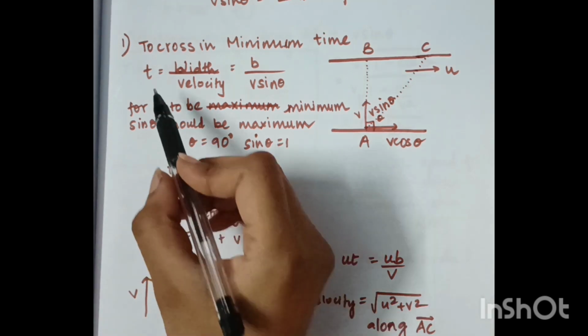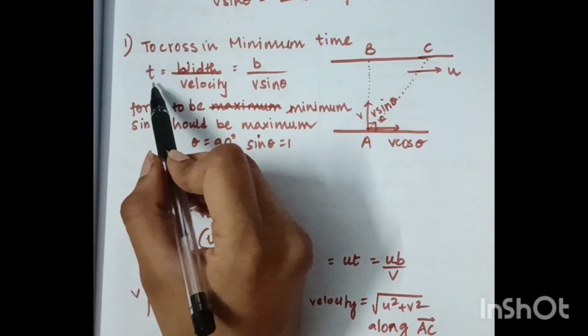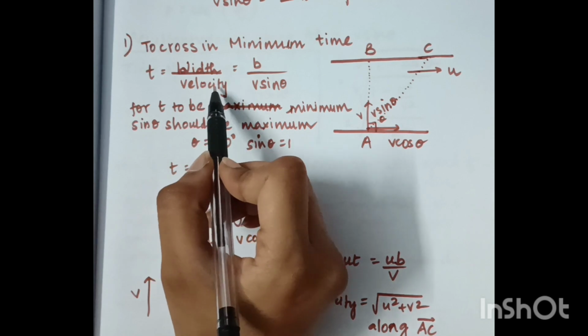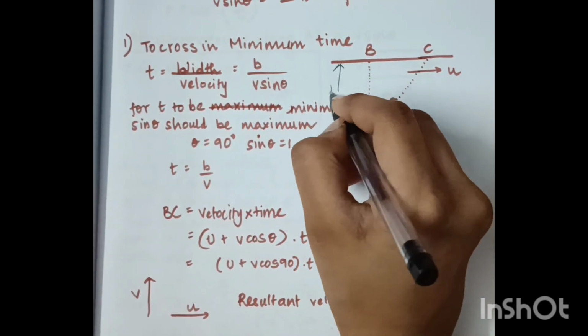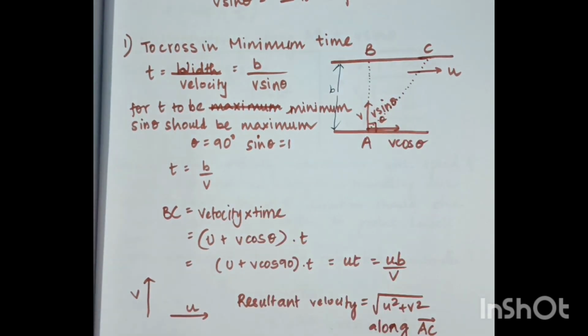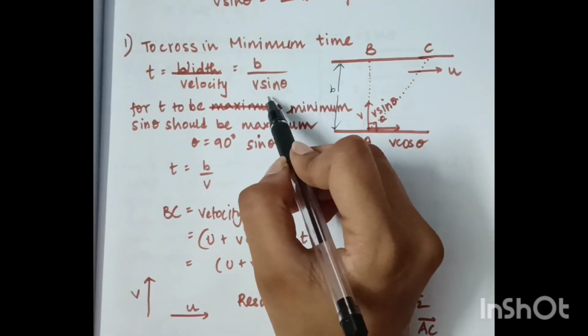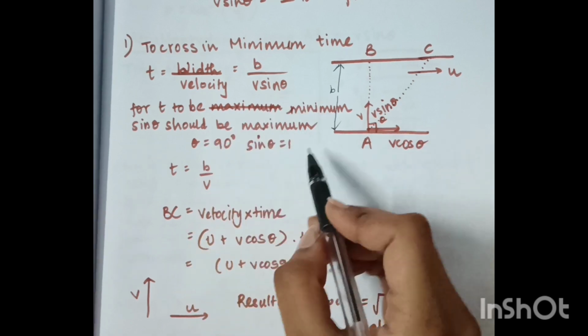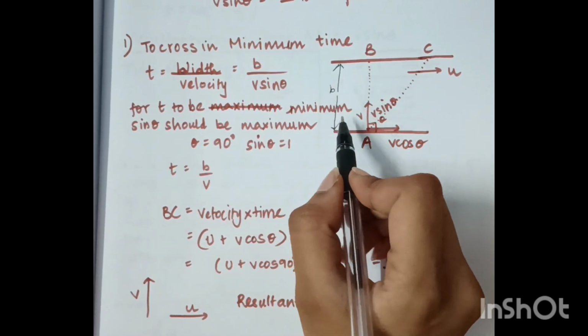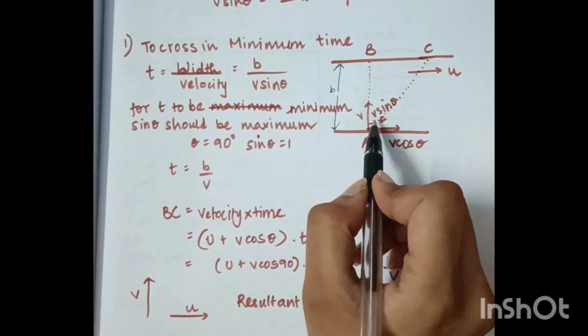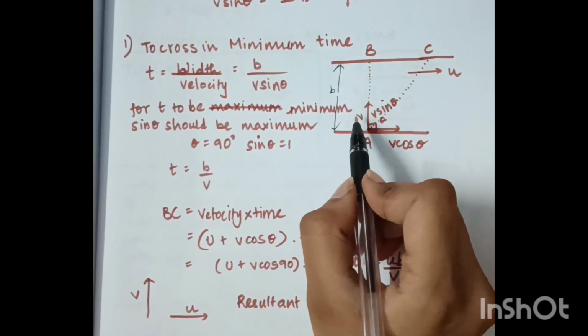So, let us see. Time t is equal to width by velocity, that is distance by velocity. This is the distance, that is b, the width of the river. What is the velocity? v sin theta. Why are we taking v sin theta? Because we have to take the component of velocity in the direction of motion. So he is going in this direction, so we have to take that particular component, so that is v sin theta.